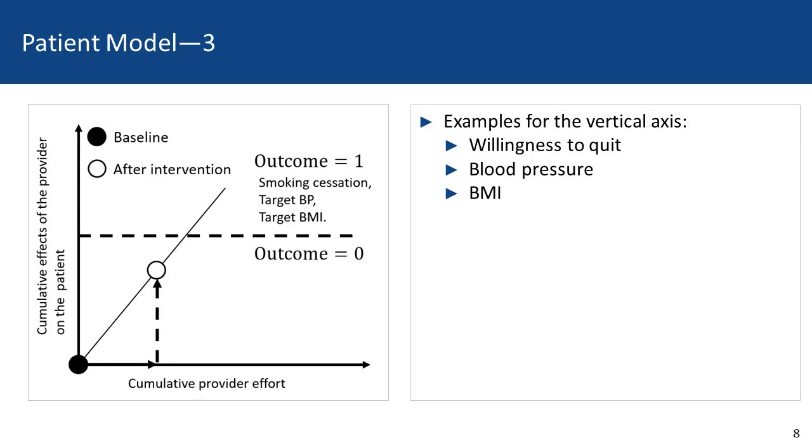So here we can see both the provider effort, which is the horizontal arrow, and the effect on the patient, which is the vertical arrow. We start with the baseline, which is at the origin, and we go up that straight line that represents the patient model to that open circle. And we can see here that the patient is currently below the outcome threshold, meaning that the patient has not yet achieved the outcome, whether it is smoking cessation or achieving the target blood pressure or BMI.